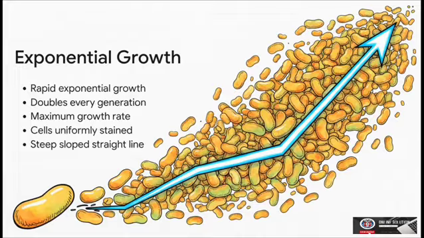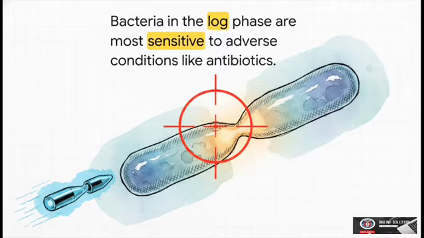If you were to look at them under a microscope right now, the cells would appear small and uniformly stained. And because we're plotting this on logarithmic graph paper, this exponential attack charts perfectly as a steeply sloped straight line. So, what does this all mean for you clinically? Well, this is absolutely crucial.